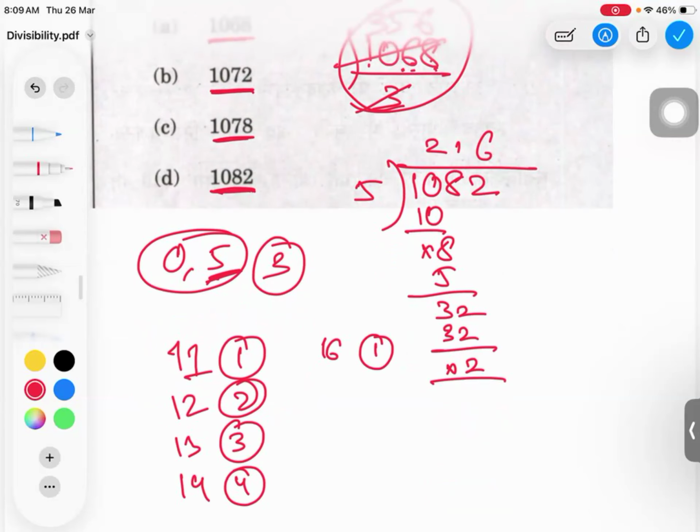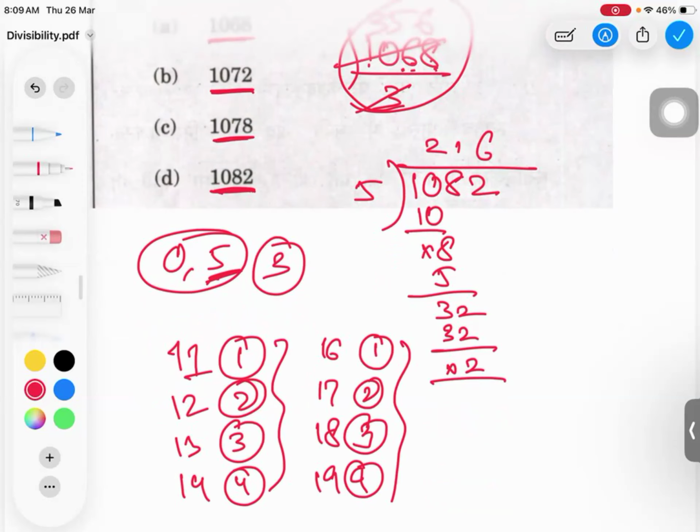16 divided by 5, remainder is 1. 17 remainder is 2. 18 remainder is 3. 19 remainder is 4. 20 is divisible by 5. So can you see this pattern? When 8 is in the unit digit, 3 is the remainder.